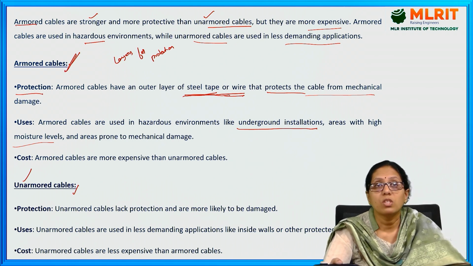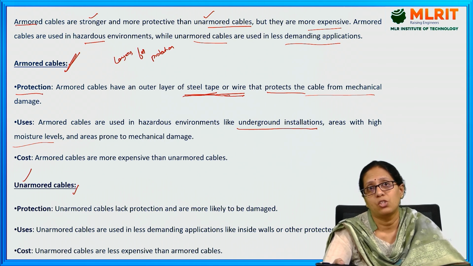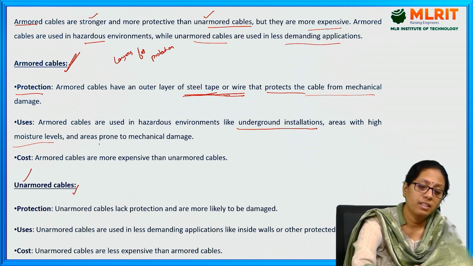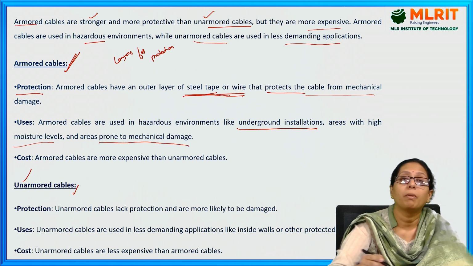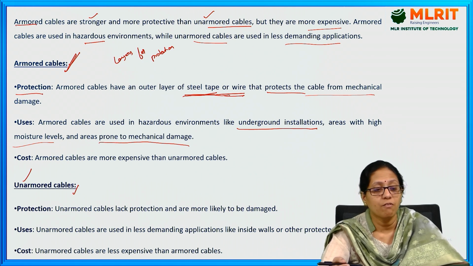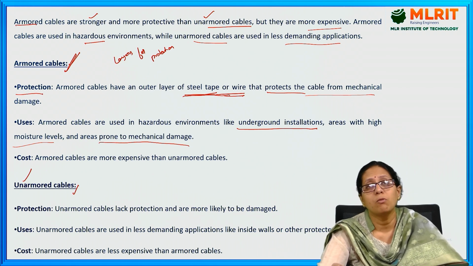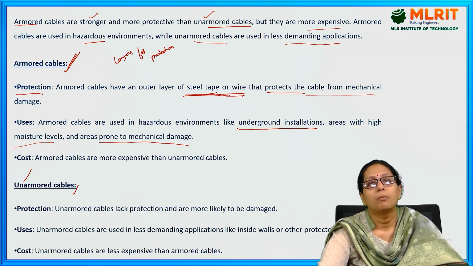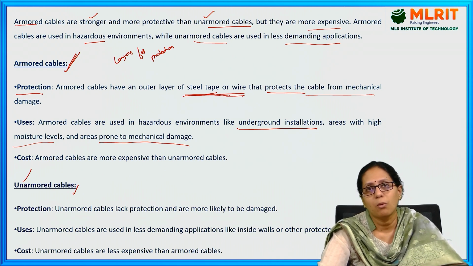So, armored cable is mostly used in underground installations and in areas prone to mechanical damage, that is, when there are more chances of mechanical damage. In those areas, we will be using the first type of cables. What is the cost? The cost is, as usual, more expensive because more layers of protection are provided.